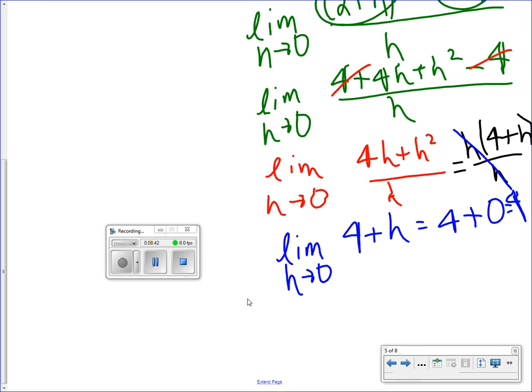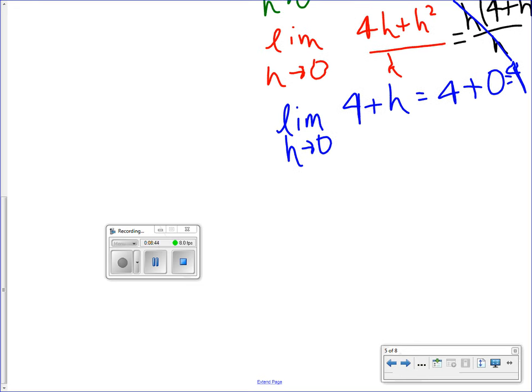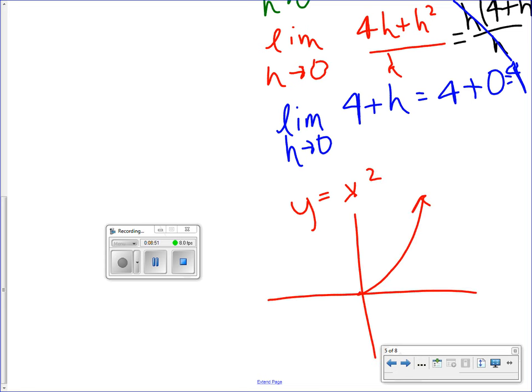What this means is that when you take the graph of y equals x squared, that's just your parent function parabola. When x is 2, if you draw the tangent line, it has a slope of 4. That's what the limit of the difference quotient was solving. It's the slope of the tangent line. We can also call it the slope of the curve. The slope of the curve is the same thing as the slope of the tangent line.